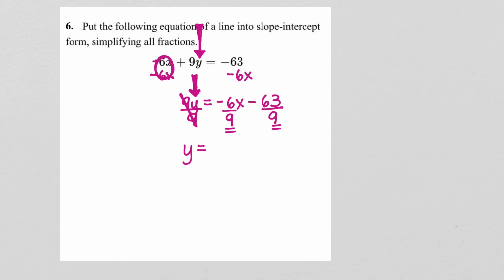So it will take a minute, but you're going to go ahead and put negative 6 over 9 in your calculator. That should reduce to negative 2 over 3. And then negative 63 divided by 9, when you put that into the calculator, that will reduce to negative 7 because 63 divided by 9 is 7. And now your answer is completed. That is your y equals equation.